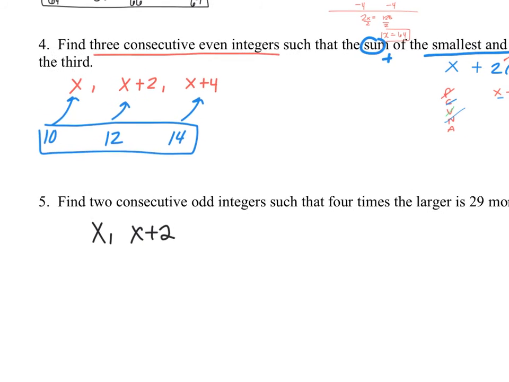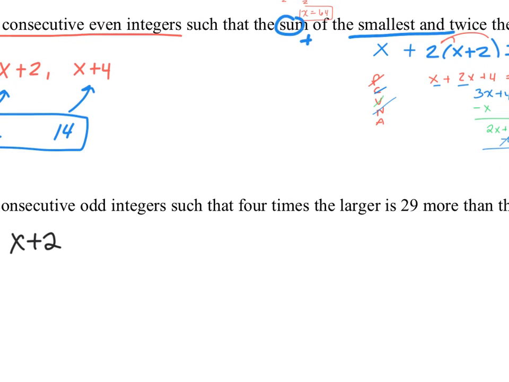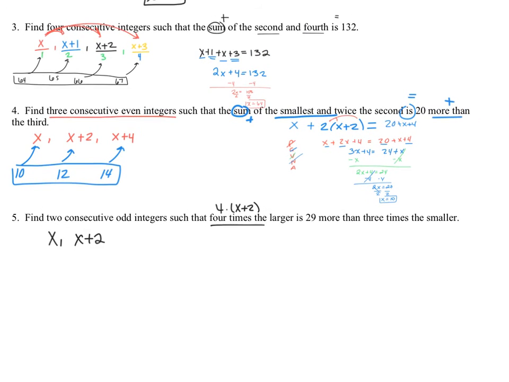Such that 4 times the larger, so I have to ask myself, what's bigger, x or x plus 2? Well, it's x plus 2. So 4 times the larger, so 4 times x plus 2 is, in math, equal, 29 more than 3 times the smaller. Well, 29 more than is addition. 3 times the smaller, which in this case is x. So my equation is 4 times x plus 2 equals 29 plus 3x. I'm going to ask that you go ahead and solve that equation by yourself.